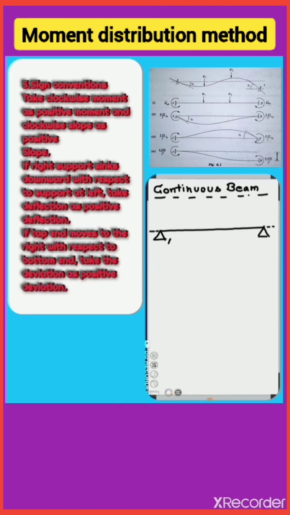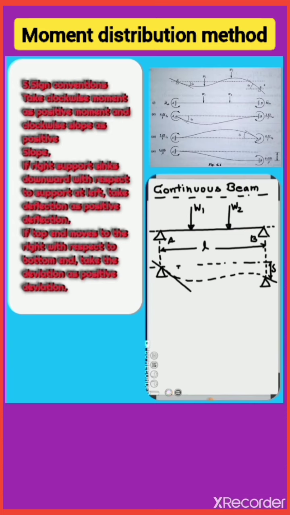Sign conventions. Take clockwise moment as positive moment, and clockwise slope as positive slope. If the right support sinks downward with respect to the support at left, take deflection as positive deflection. If the top end moves to the right with respect to the bottom end, take the deviation as positive deviation.